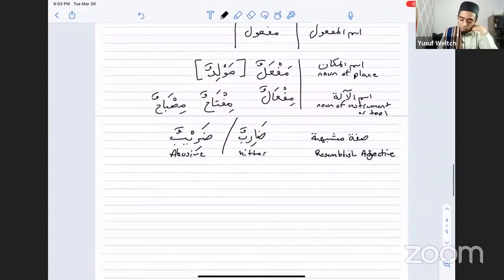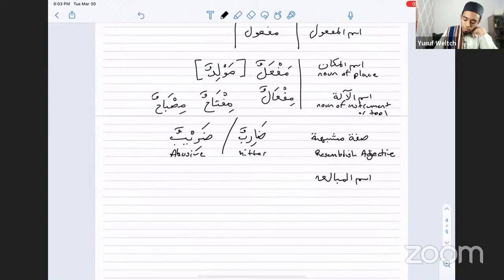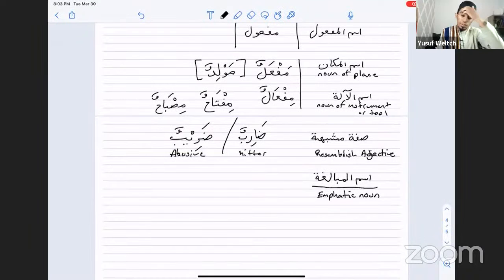This is just a quick overview of what we've done. We have not talked about the ism al-mubalagha. Ism al-mubalagha means the emphatic noun. The ism al-mubalagha is a group of different patterns, such that if you put your root letters on that pattern, it gives an emphatic version of that thing. This is similar to the ism al-tafdil.